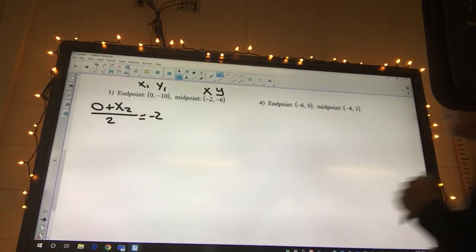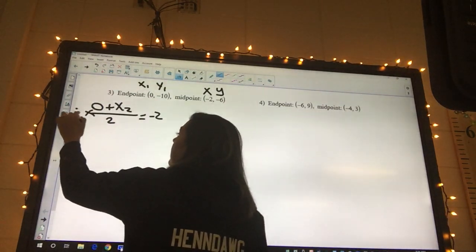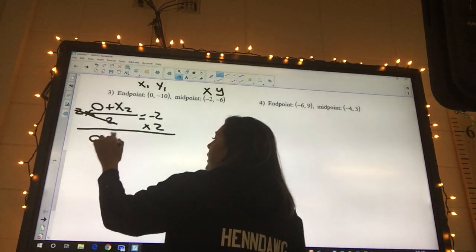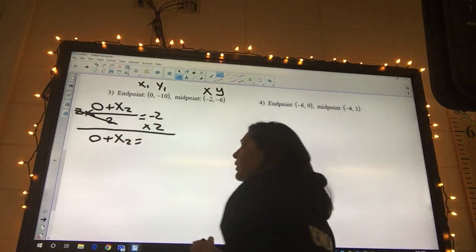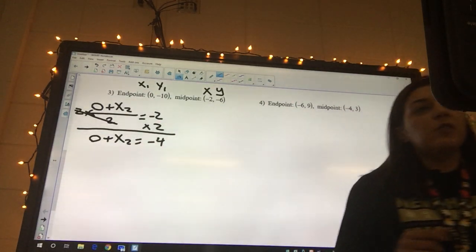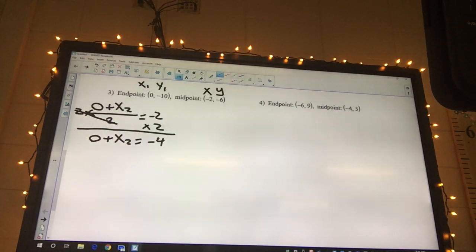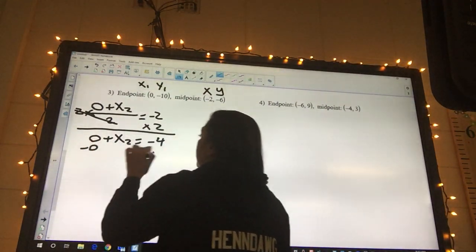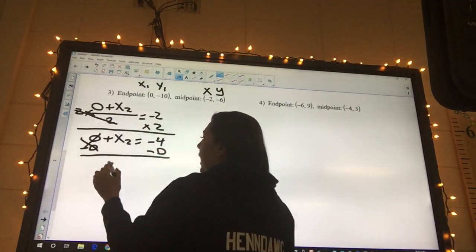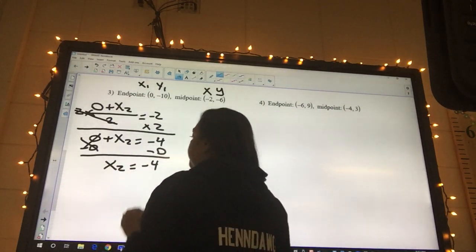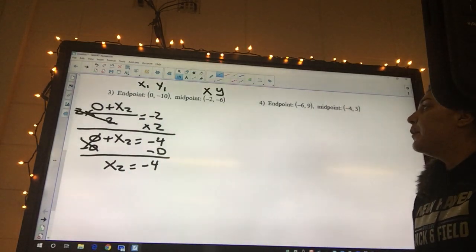Multiply by 2? No, wait. Multiply by 2 on both sides. So 0 plus x sub 2 equals -2 times 2. It's going to be -4. And then how do I get x sub 2 all by itself? We have to minus 0? Minus 0, so x sub 2 equals -4 minus 0. So -4 minus 0 is what? Wouldn't it just be -4? -4, perfect.